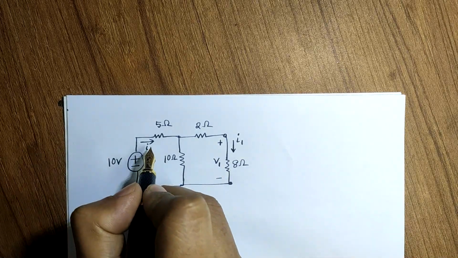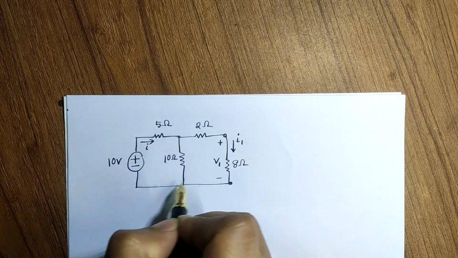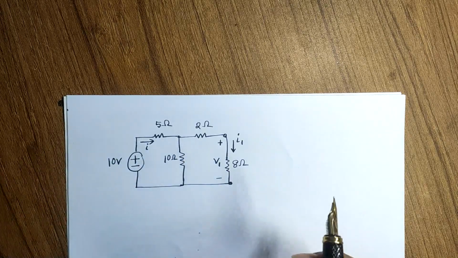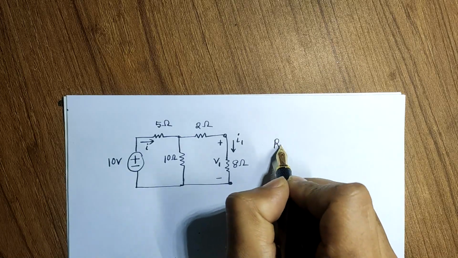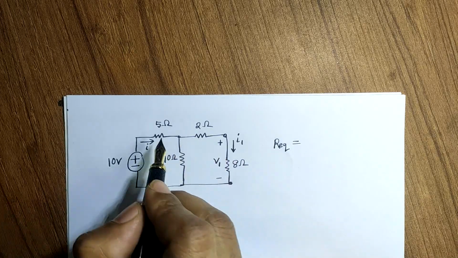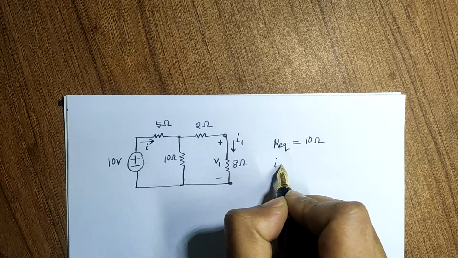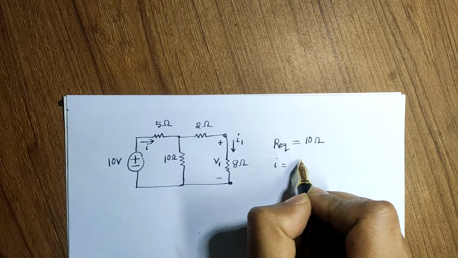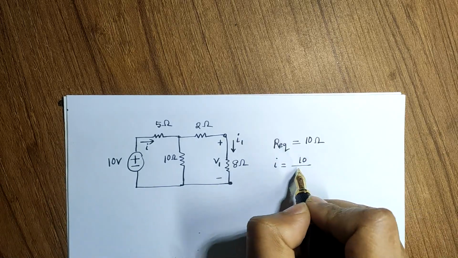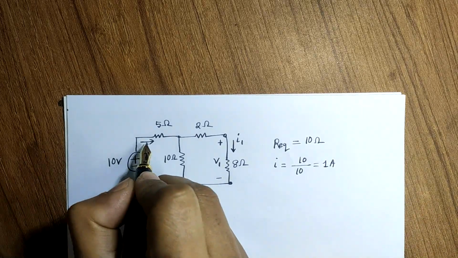So first, we want to find the overall current of the whole circuit. To find the overall current, I need to find the overall resistance of the circuit. And if you calculate this whole circuit, the equivalent resistance will be 5 plus another 5. It will be 10 ohm. So the current I will be voltage, which is 10 volt, divided by the overall circuit resistance, which is 10 ohm, and that gives you 1 ampere. So we have found the value of I.